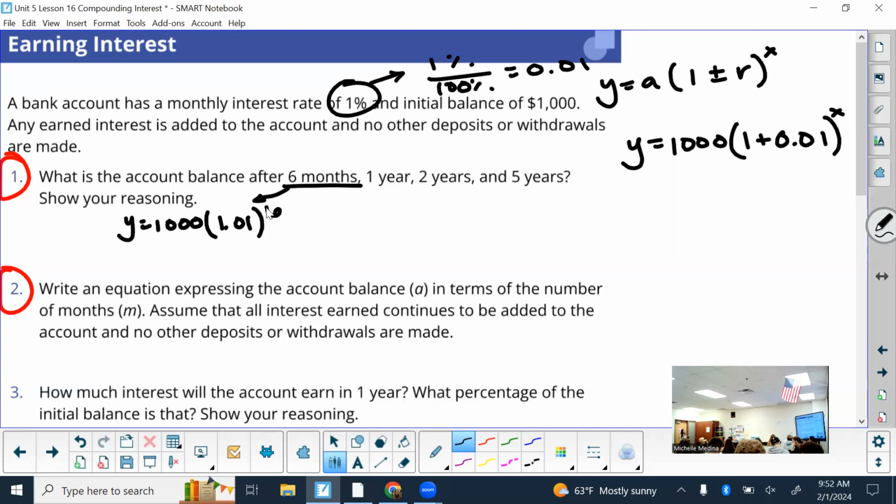Okay, good, because time is measured in what for this problem? Months. It's a monthly interest rate that's applied. So pretty straightforward, and you said Table 7, what about in a year? What's my exponent gonna be? There are 12 months in a year.